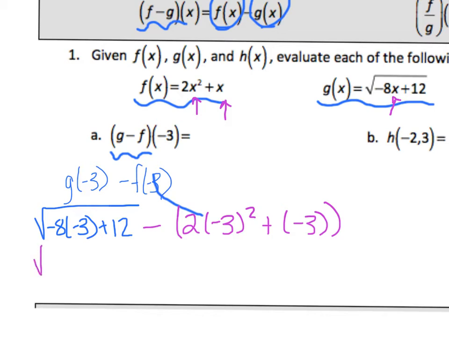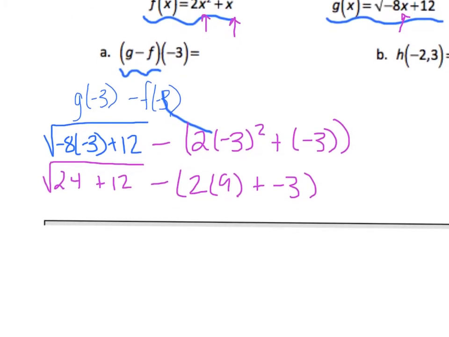In the first one, I have the square root of negative 8 times negative 3, which is 24, plus 12, minus 2 times 9, plus negative 3, or minus 3. Continuing to simplify, we have the square root of 36, minus 18 minus 3. And now the square root of 36 is 6. Minus 15, and 6 minus 15 is negative 9.